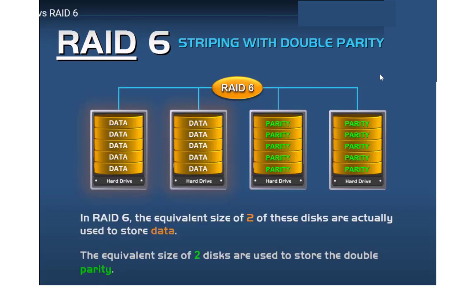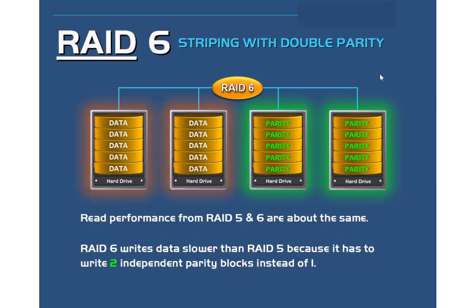In RAID 6 the equivalent size of 2 disks is used to store parity, so the disadvantage is that if we have 4 drives, only 50% of the hard drive space is used for storing data and 50% is used for parity. So this consumes a lot of our hard drive space. The read performance of RAID 5 and RAID 6 is about the same, but the write performance in RAID 6 is slower than RAID 5, because it has to write 2 independent parity blocks instead of 1.